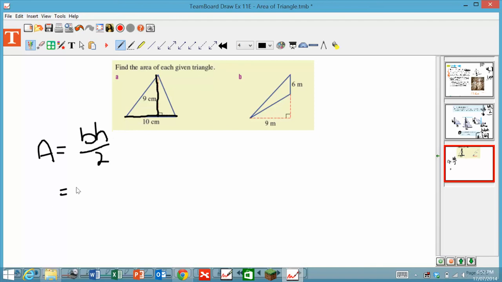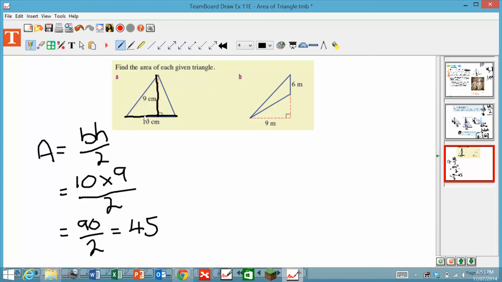My base is 10. And this is algebra. Remember, if we get two letters together or numbers and letters together and there's nothing in between them, there is a multiplication sign there. So it's actually 10 times 9. And then I'm going to divide that by 2. So 10 times 9 is 90. Divide that by 2. 90 divided by 2 is 45. Can't forget my units. And because we're looking at area, squared. So my answer there is 45 centimetres squared.